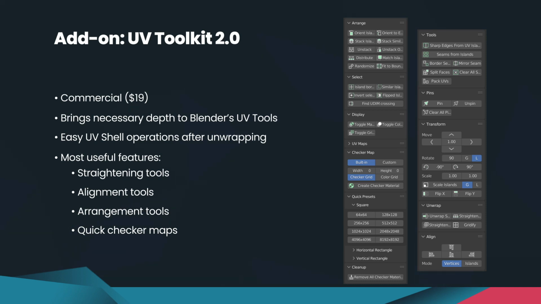Again, these are mostly things we can achieve with Blender's basic tools, but UV Toolkit 2.0 turns them into convenient icons that make it way faster to work with UVs in general.